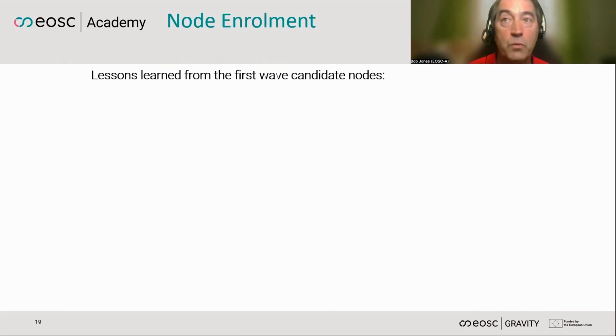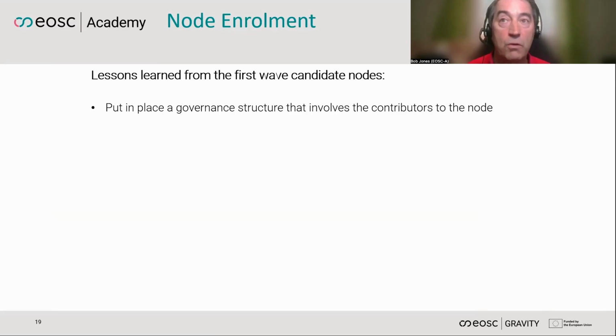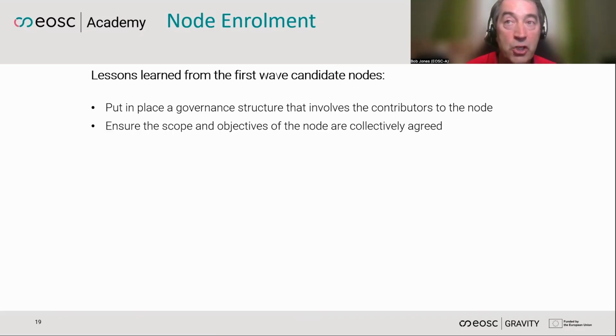Now, what are some of the lessons that we learned from this first round of enrollment of nodes? So first of all, it's very important to put in place a governance structure that involves all the contributors to a node. Most of the nodes are not a single organization, but multiple organizations and multiple contributors, and they somehow have to all be involved in the governance of that individual node. And they have to ensure that the scope and the objectives of what they're trying to achieve with that node are collectively agreed, and there's not too much divergence. That sounds simpler than it really is.